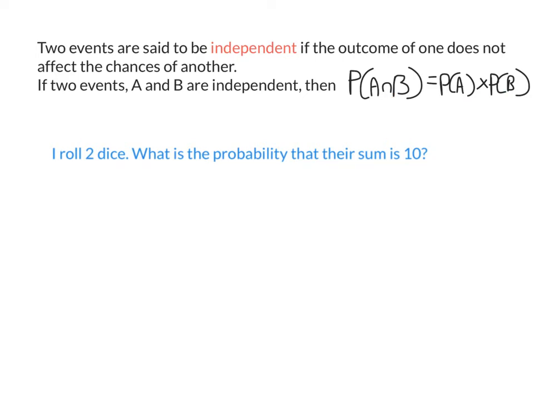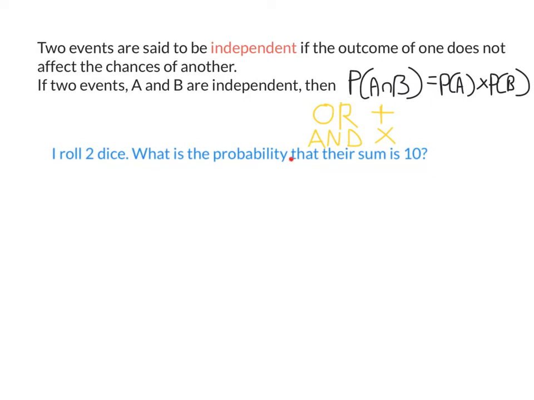So a crude way to think about this is when it's an or question, like we had on the previous slide, you add probabilities, and when it's an and question, you multiply the probabilities. This rule only works if they're independent. So let's look at an example. We're actually going to use the and rule and the or rule in this one.